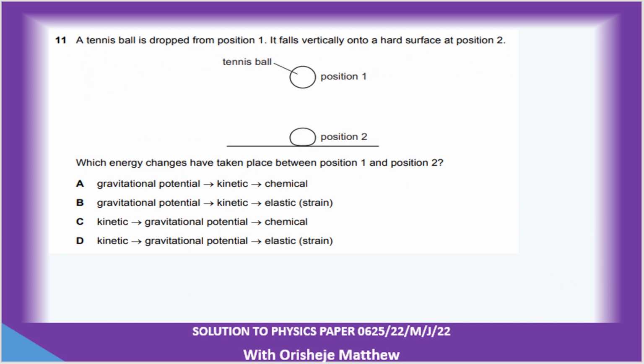Alright, a tennis ball is dropped from position 1. It falls vertically on a hard surface at position 2. Which energy change takes place between position 1 and position 2? So gravitational potential energy is converted to kinetic energy and then converted to elastic or strain energy, as the ball bounces it's changing shape. Okay, so that is B. Question 12.